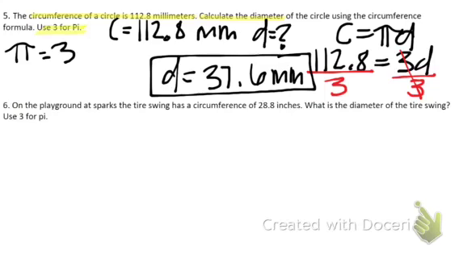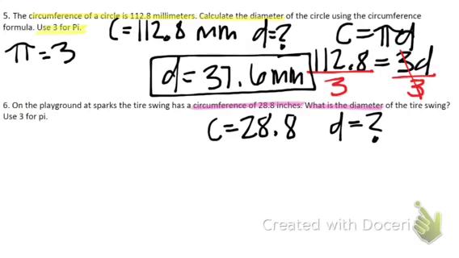Alright, and then the last one, it says on the playground at Sparks, the tire swing has a circumference of 28.8 inches. Again, they give us our circumference. And this time it is also asking us to calculate the diameter. So again, we're looking, and they tell us again to use 3 for pi. Do not get used to using 3 for pi, because if they do not tell you, you will have to use 3.14.